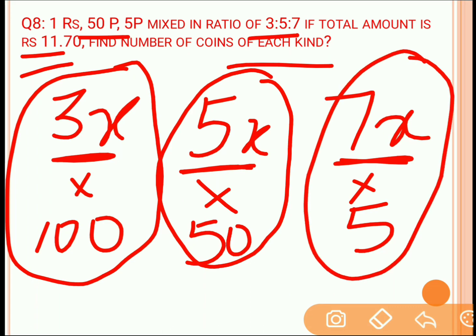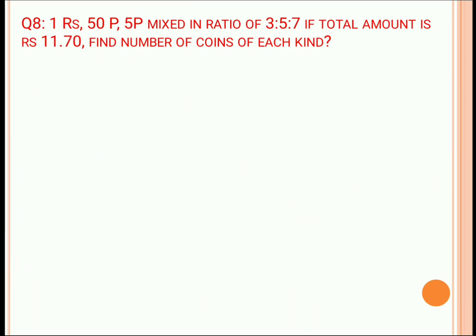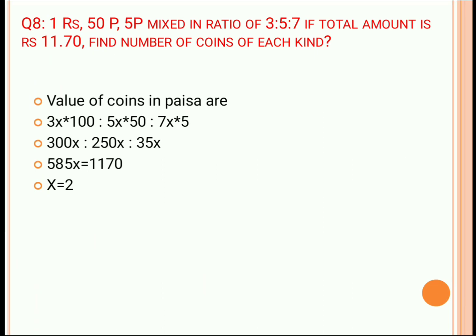Now if we add the value of all the coins, that value will be equal to 11 rupees 70 paisa. So from here we can say that the values of coins in paisa are 300x is to 250x is to 35x. If we add the value of all the coins, that is equal to 11 rupees 70 paisa, which in paisa is 1170. So from here we can find the value of x, and x is equal to 1170 upon 585, which is equal to 2.